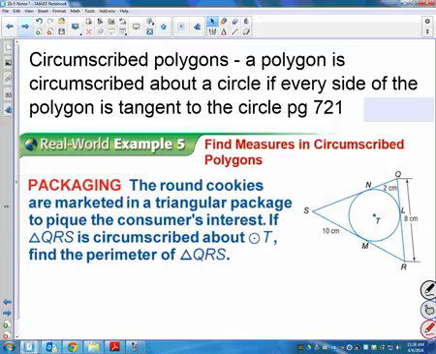But the fact that we know that now, right, is like you get these points of tangency on there. And in your book, they give you examples of circumscribed polygons and non-circumscribed polygons at the top of page 721, which is what I put on there. If you want.